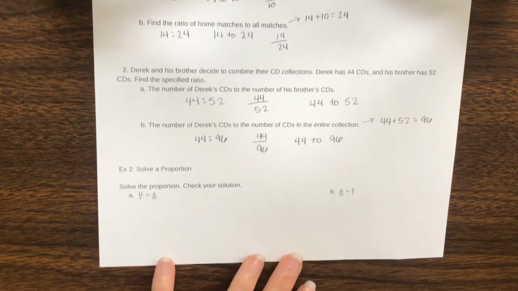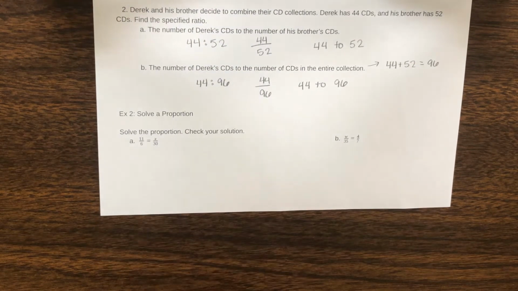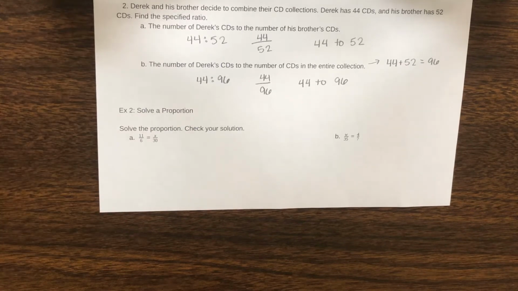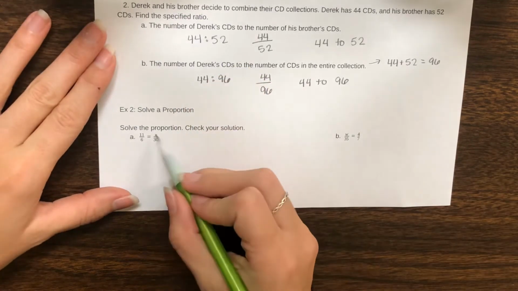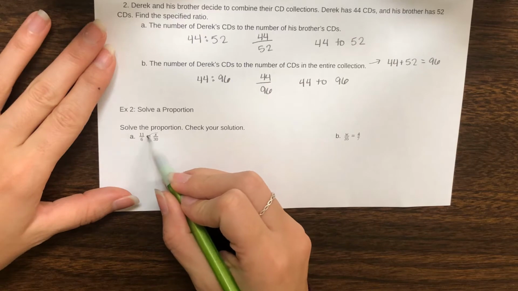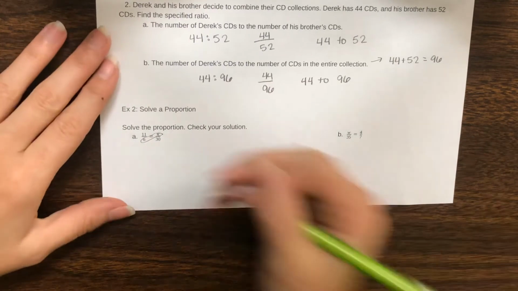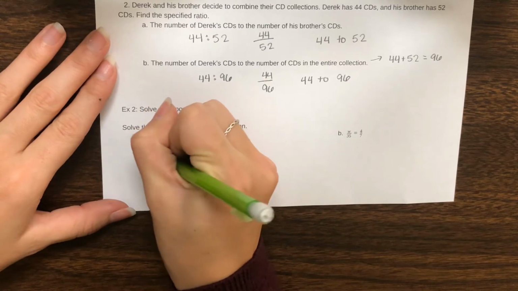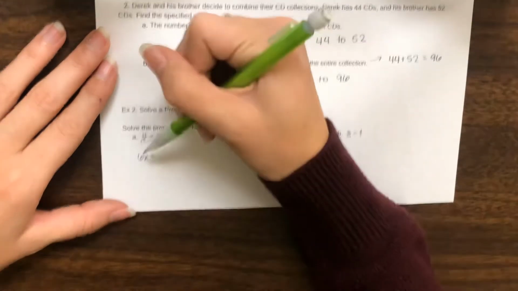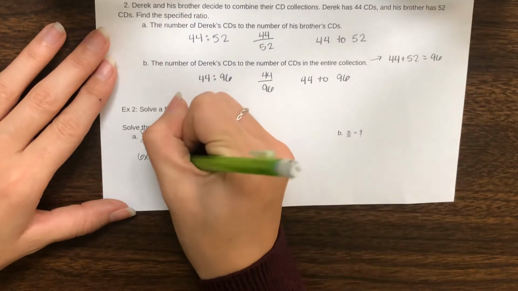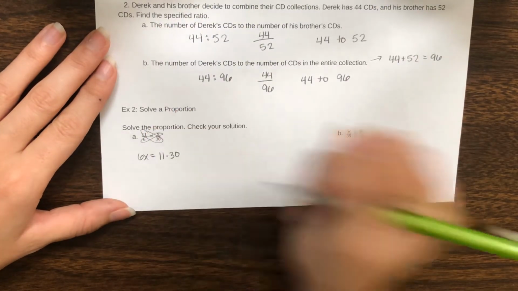Okay. So now let's learn how to solve proportions. So last year you probably learned something called cross multiplication. So this is where I'm going to take the denominator on one ratio and the numerator on the other ratio. We're going to multiply those. So it'd be 6 times x. And then I'm going to take the other numerator and multiply it by the other denominator. So that would be 11 times 30.